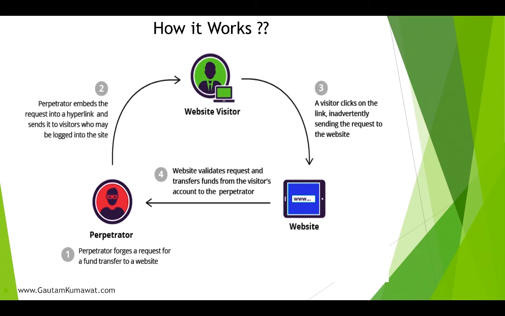In red, you can see the attacker, and the attacker embeds the request into a hyperlink and sends that link to the website visitor. It may be via any type of social engineering, like email, a social media website, or any chat. The visitor is an authenticated user of that website and is already logged in. When the visitor clicks on the link, it will send a request to the web server. And that request contains the malicious code.